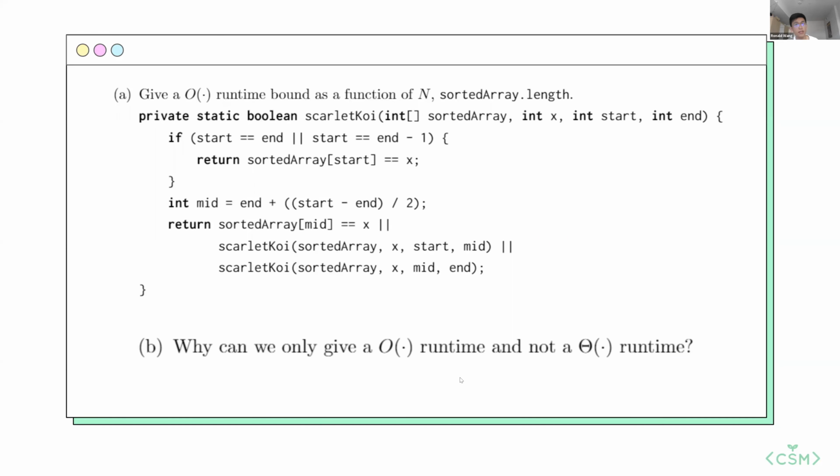All right, moving on to part B: why can we only give an O bound runtime and not a theta runtime? Take a moment to remember what a theta runtime is. Theta runtime means that both O and omega converge to the same number. In order to check whether we can give a theta runtime, we need to think about what our omega runtime is first. Omega is the best case scenario, and well, what is the best case scenario?